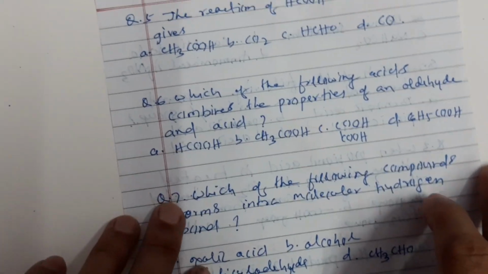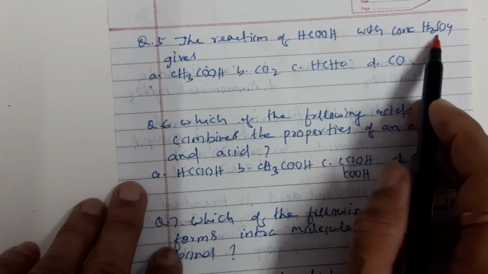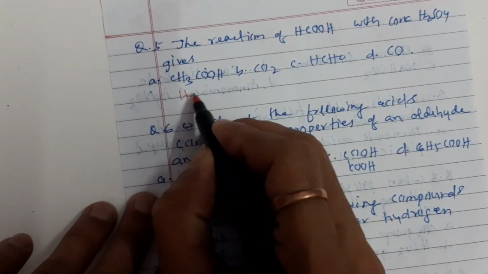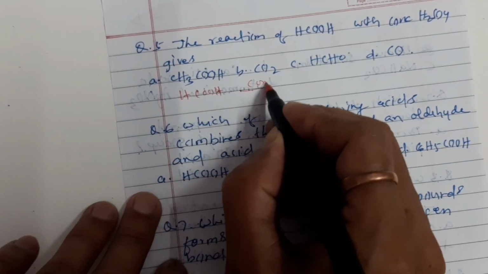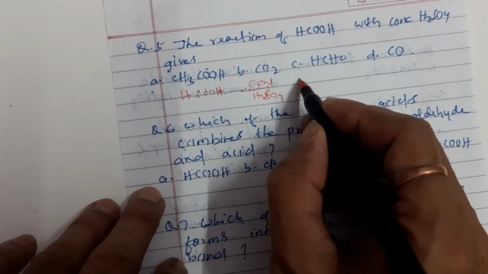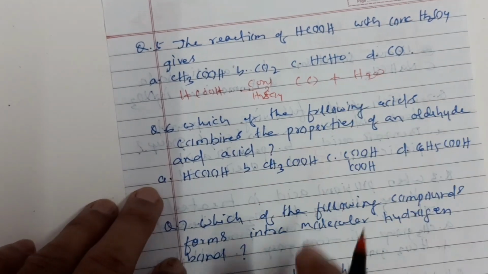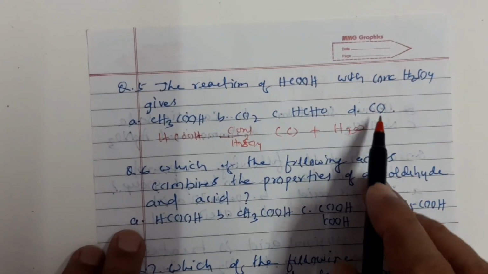Next question, the reaction of formic acid with concentrated sulfuric acid gives what? Take formic acid, HCOOH, treated with concentrated sulfuric acid, and you will get carbon monoxide plus water. So the answer is carbon monoxide.